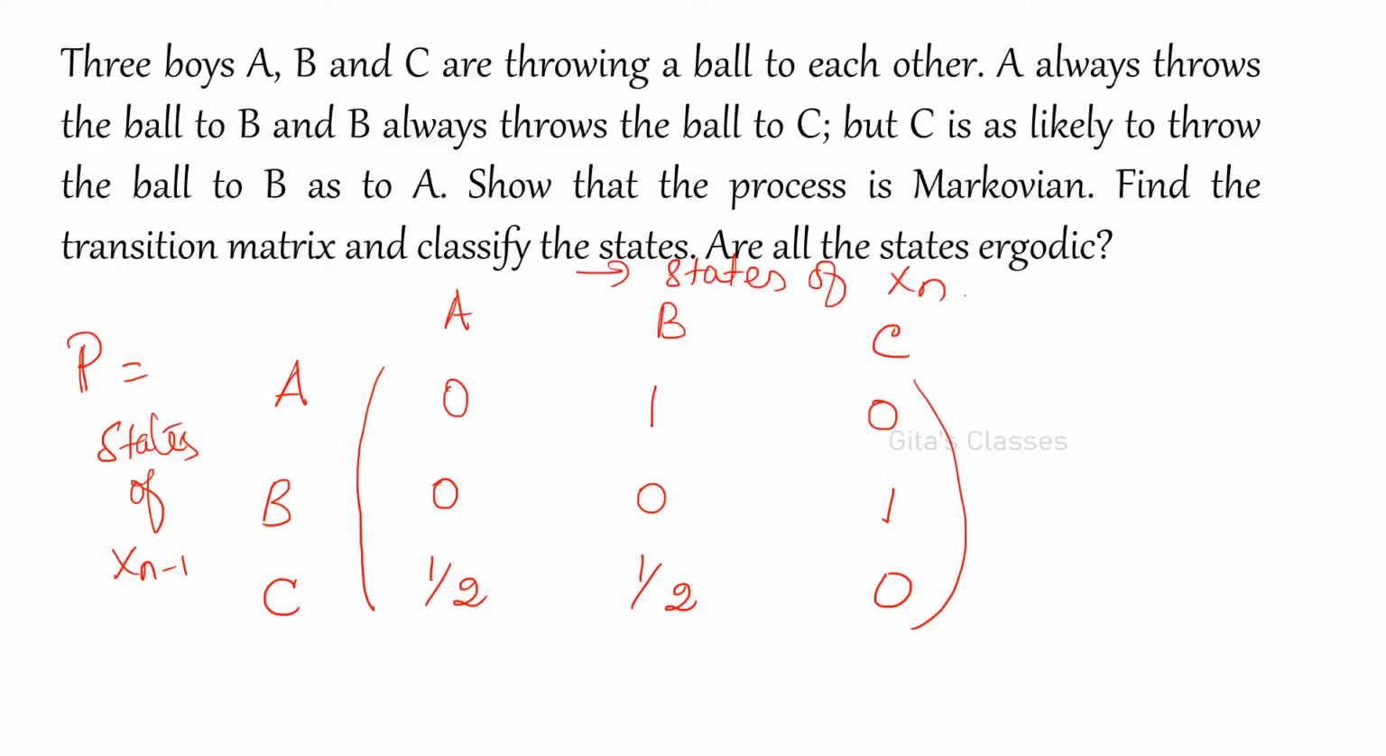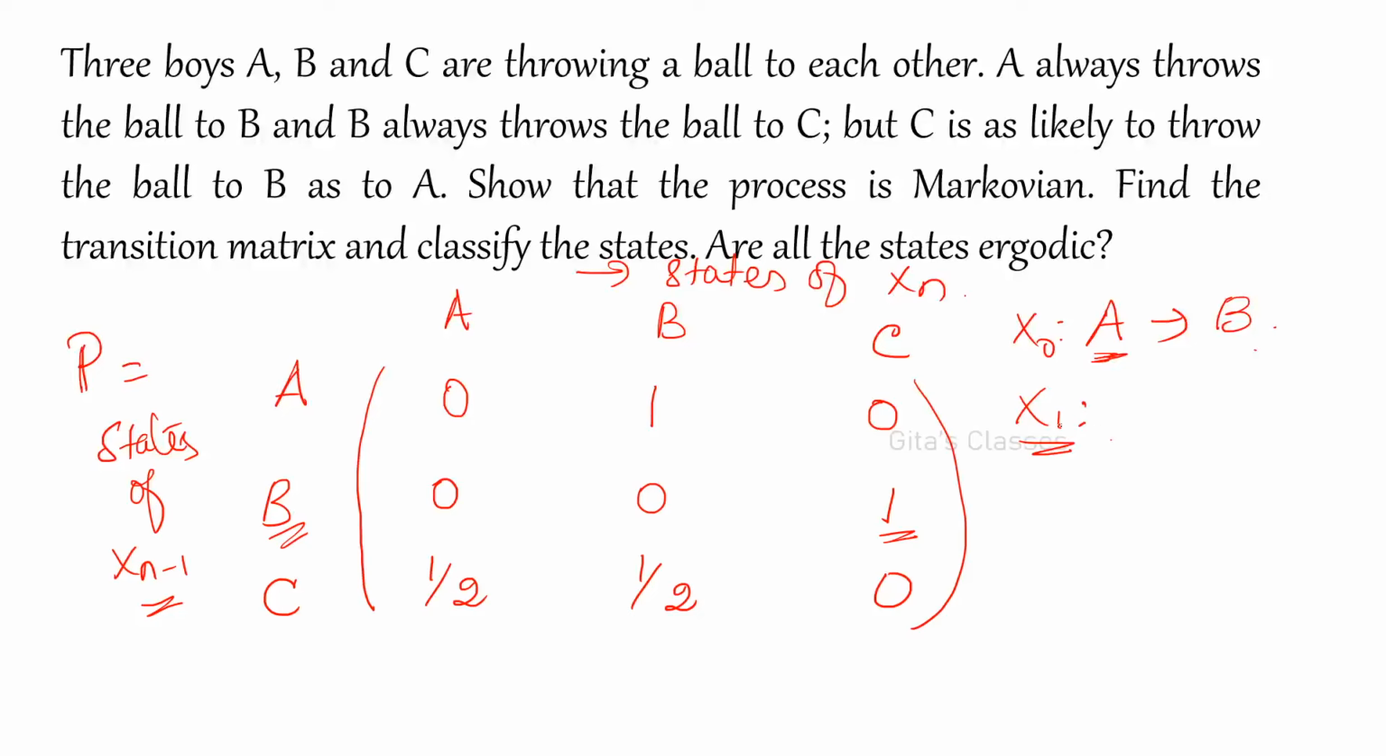How will you show that it is Markovian? See, from state Xn minus 1, assume that the ball is with B, right? Now he is throwing to C. Suppose initially the ball is with A. We will start with A. This is the initial state, X of 0, or x0. A is throwing to B, right? Now in this state it is with B, because of the previous state he got from A. Now it is with B.